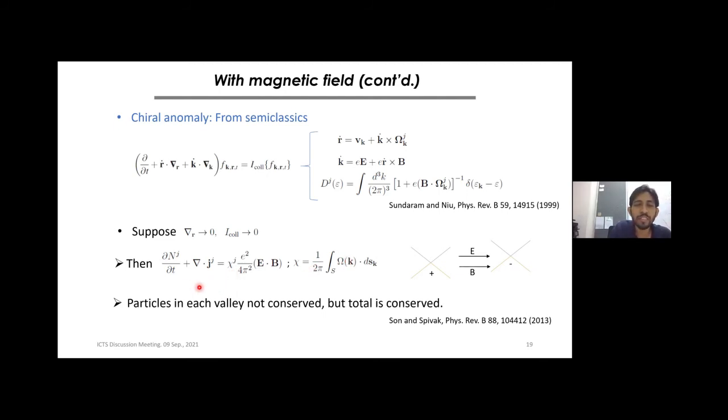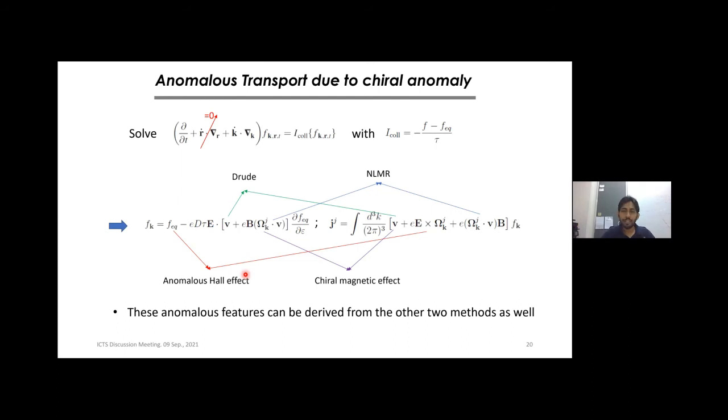So now you can immediately see that the charge is not conserved separately in each value, but if I sum up all the j's, this and this, immediately the right hand side will go to 0 and the total charge will be conserved. Okay, very nice. So I have given you 3 different ways to understand chiral anomaly, and now I will tell you how this chiral anomaly manifests in anomalous properties in transport.